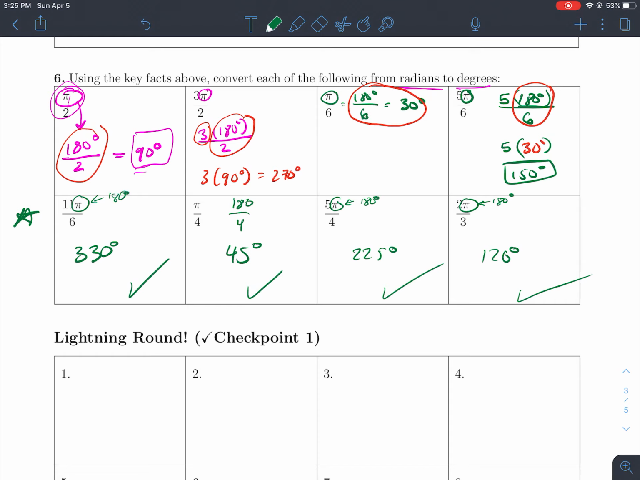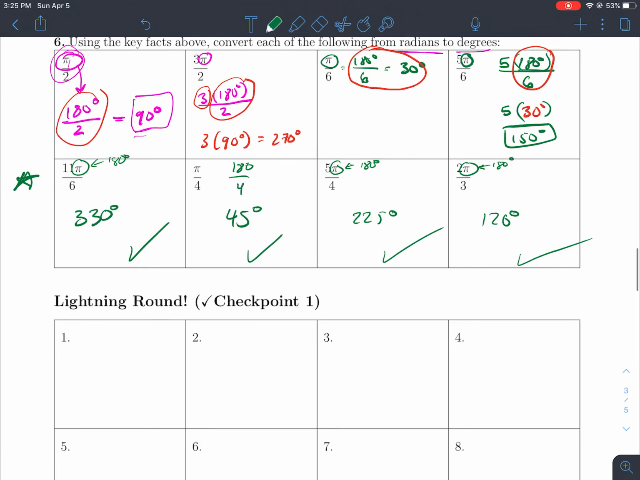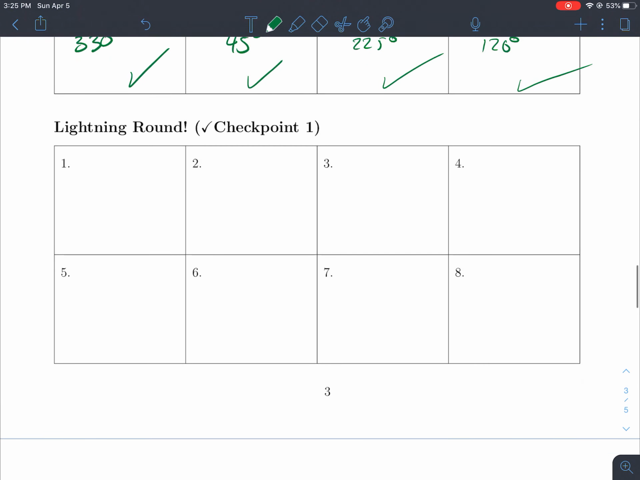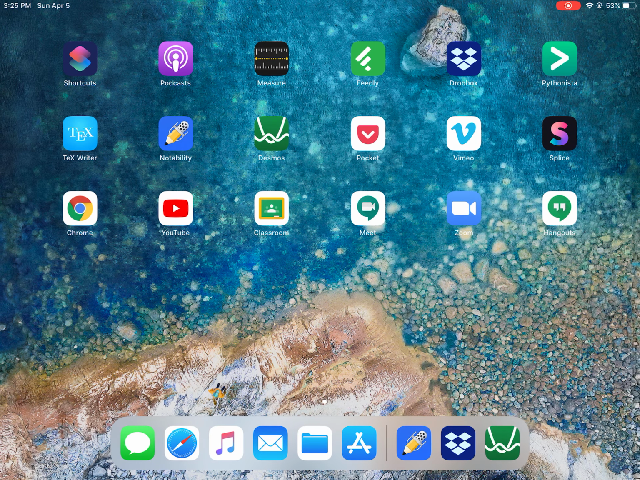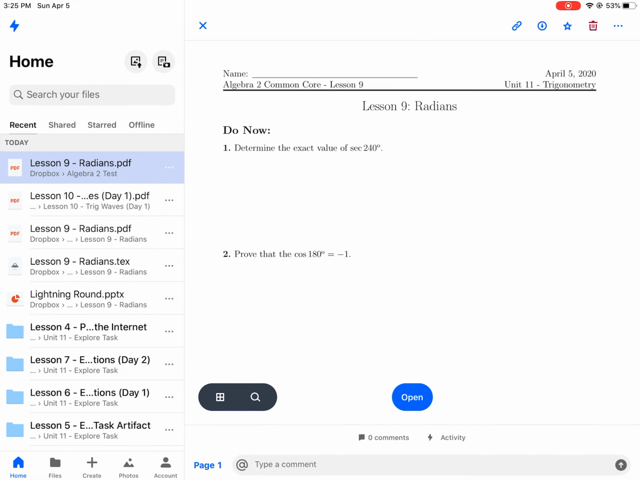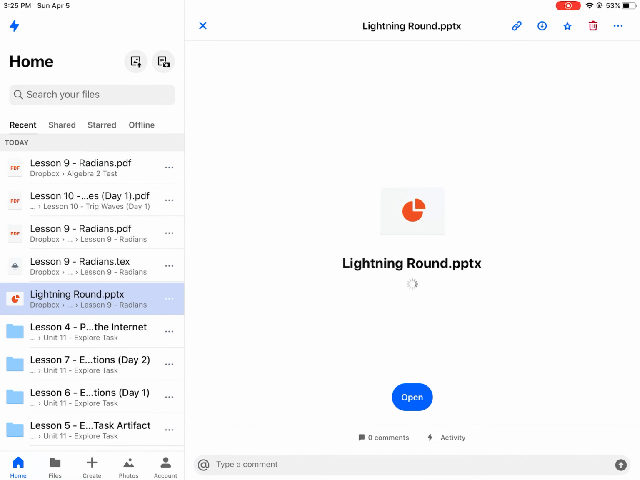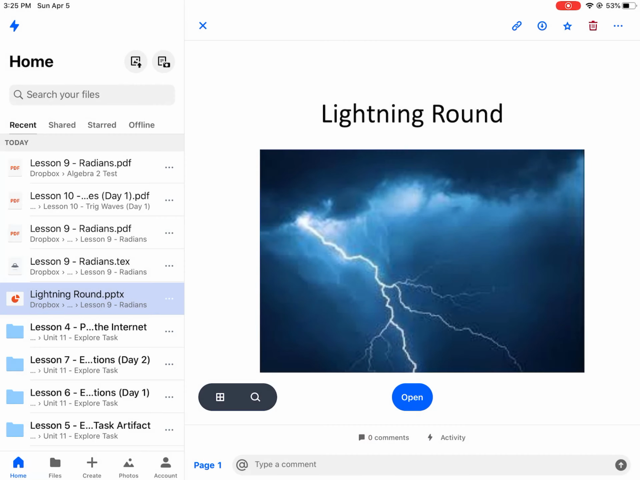And you should be getting these answers with your calculator. All right, once you've got that completely set, let's take a look at our lightning round. So hopefully this works. Let's see. Dropbox, lightning round. All right, cool. Here we go.